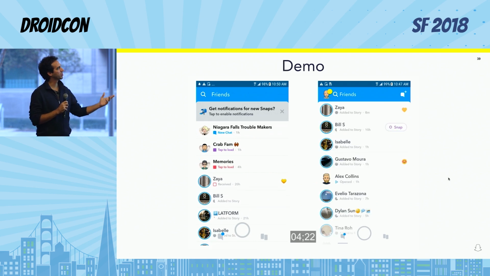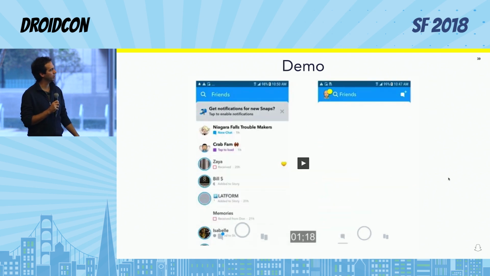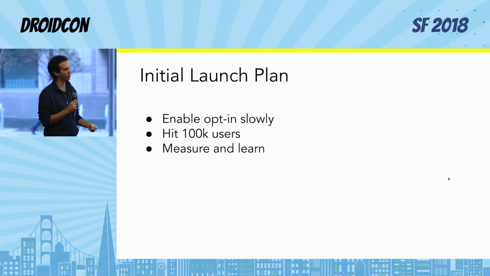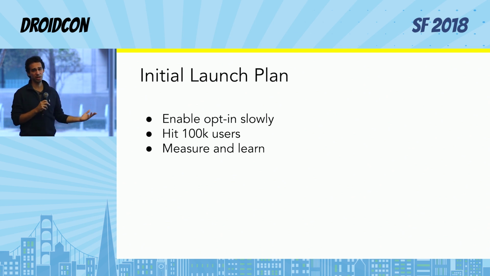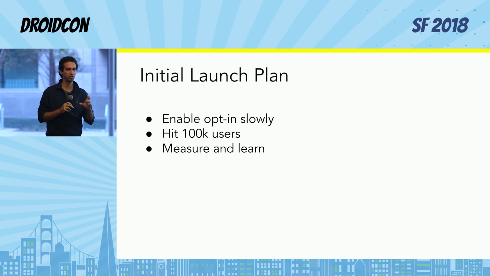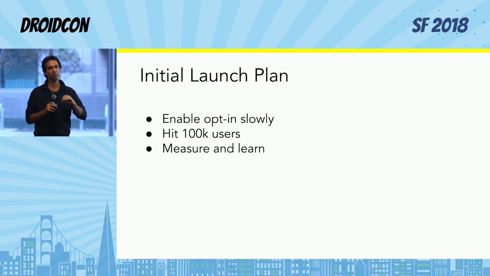It not only loads faster in this example, which is a phone somewhere in the middle, but as you look at the P90 cases and the P99 cases, the performance difference is even bigger. So we decided to launch this when we thought it was ready. The idea was to enable an opt-in very slowly, only to a subset of countries and a small percentage of users. We wanted to hit 100,000 users and hold there so that we could learn.